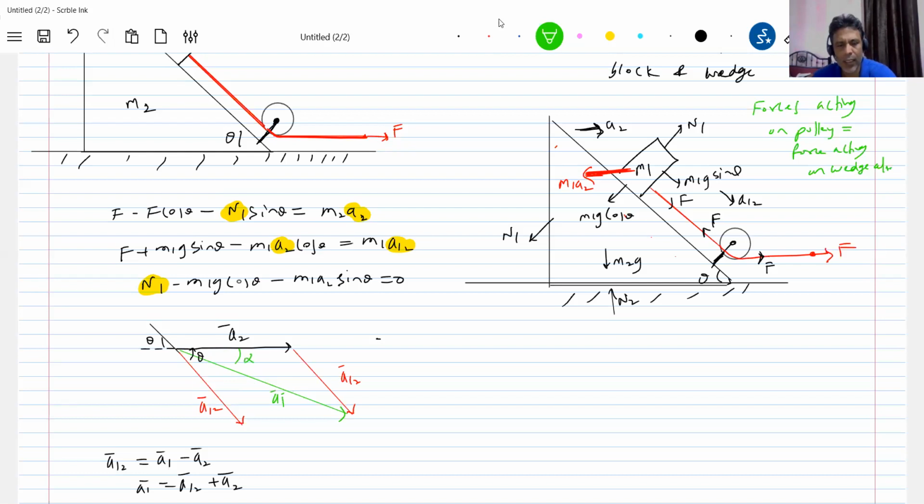It will make an angle alpha. Got this? So how to get A1? The same mathematics you see. What is the angle between A2 bar and A12 bar? It is the same theta only. A1 squared equals A2 squared plus A12 squared plus 2 A2 A12 cos theta.